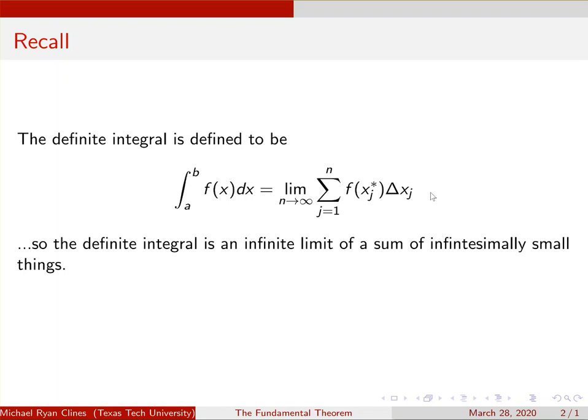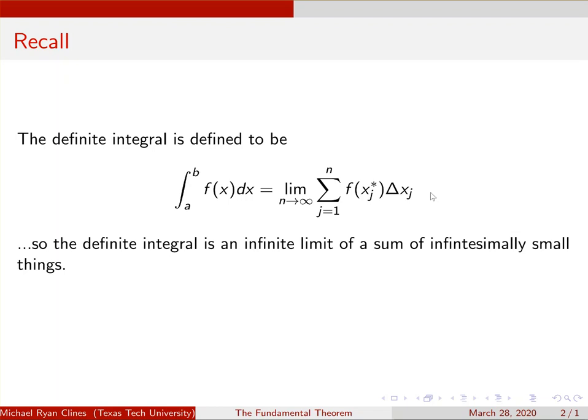In fact, if we do that, we actually get the area under the curve by taking these infinitesimally small rectangles and we put them one after the other under a curve. We get the area under the curve. We get the exact area under the curve.